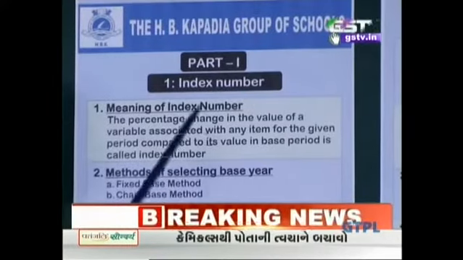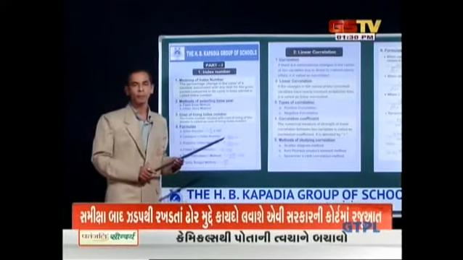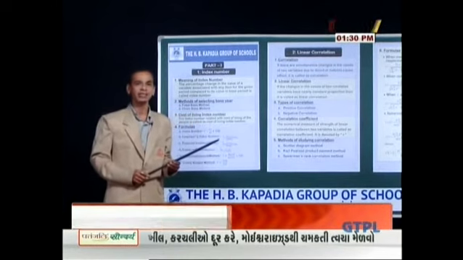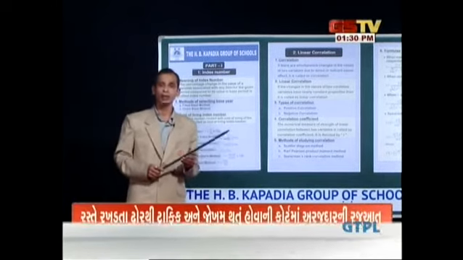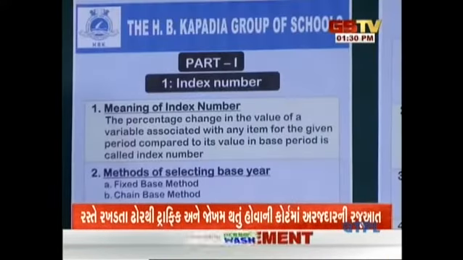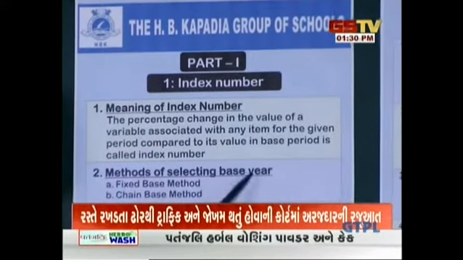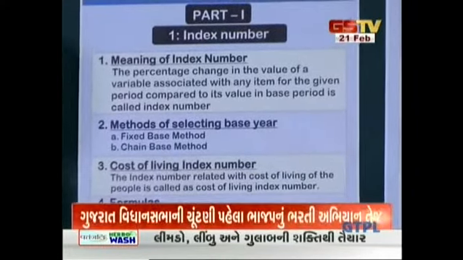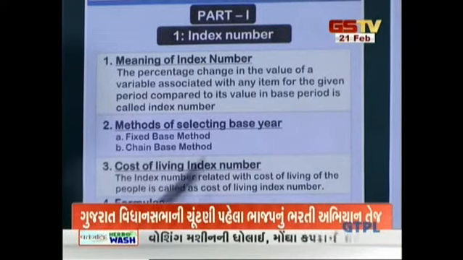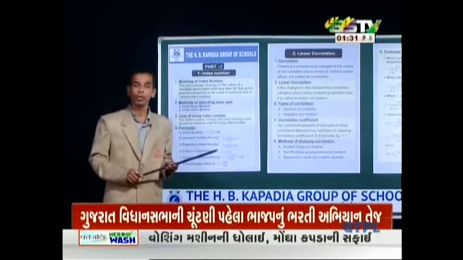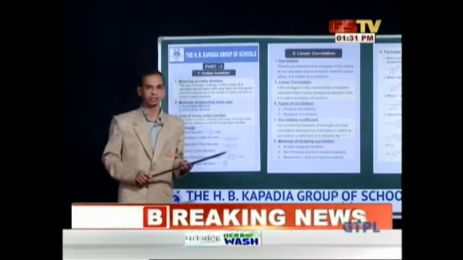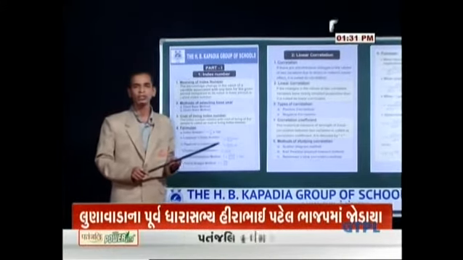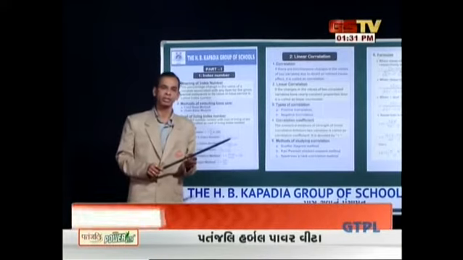Now next, as we have discussed, we have to compare the prices of two different years. Out of these two years, one year is the current year and the second one is the base year. So first we have to decide the base year. There are two methods of selecting the base year. Number one, fixed base method, and second, chain base method. In the first method, fixed base method, one year is fixed to compare the prices of all other years. Whereas in the second method, chain base method, we have to compare the price of the current year with the previous year.